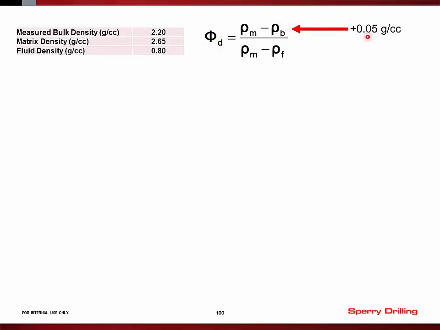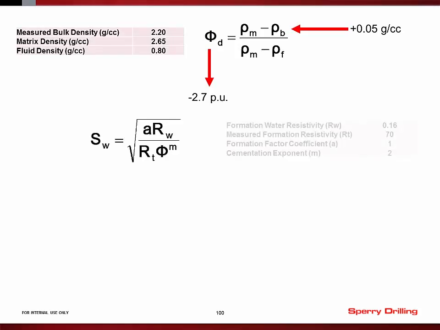Now if we put an error of plus 0.05 grams per cc into this rho b value, let's see what that does to the porosity. Well, what it does is it brings it down by 2.7 porosity units, or PU, which still doesn't sound like a lot. That's 2.7%. It's a pretty small error. So let's see what the petrophysicist will do next with that information.